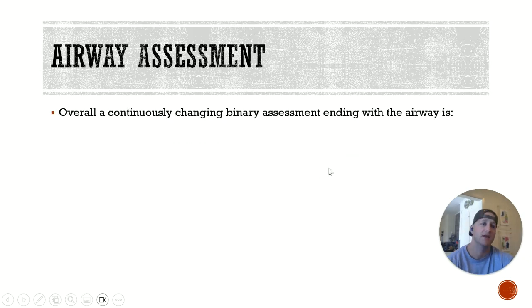Okay, overall, the airway assessment is continuously changing, but it always ends in a binary fashion: the airway is either secure or unsecure. We cannot be wishy-washy about the airway because airway is a hard stop in our treatment algorithm. We need to know, are we good to go or are we not good to go? It is a continual assessment and it can change rapidly, but we need to give a go, no go with the airway before we move on.